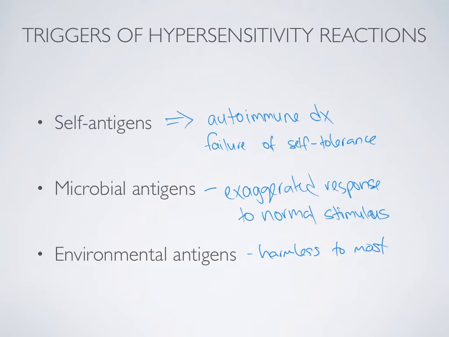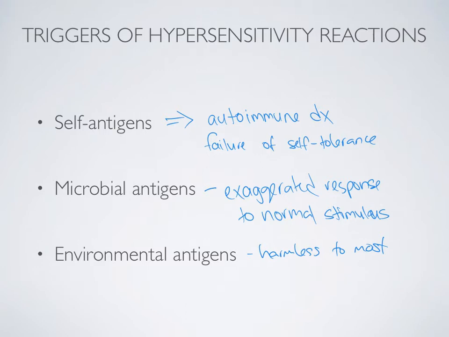So cat dander is a good example. Peanuts, peanut allergy. Most of us can eat peanuts with no problems, but in some people, peanuts can cause a very severe allergic response. So this is a hypersensitivity to an otherwise harmless antigen.